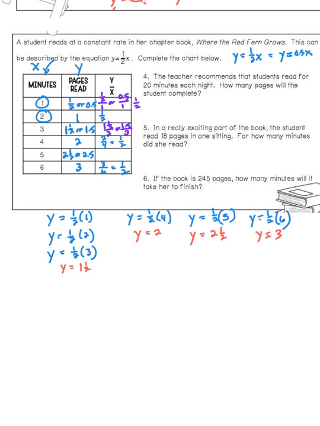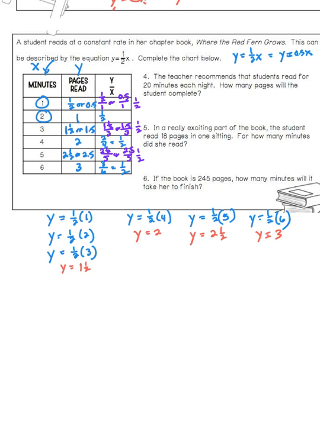Pause this video, and would you try that ratio? And would you also try this next ratio? 2 and 1/2 divided by 5, its matching x value, or you can put it in as 2.5 divided by 5. Hopefully you got 1/2 for all of these.